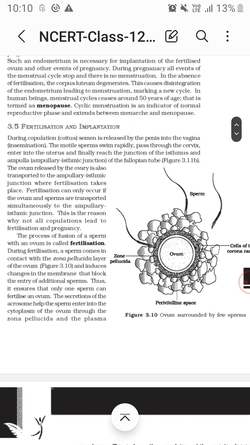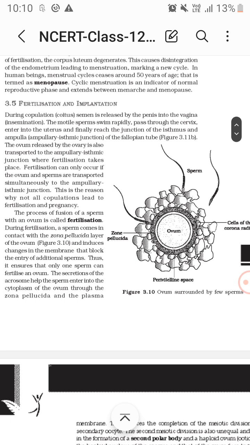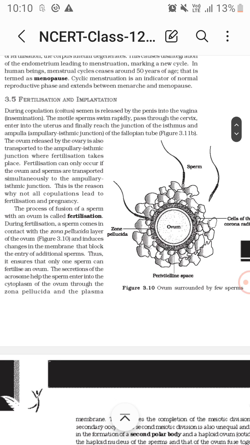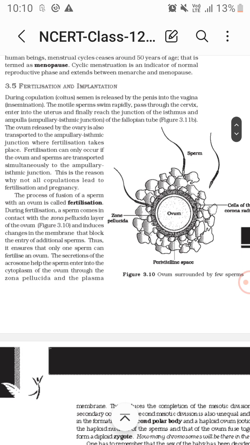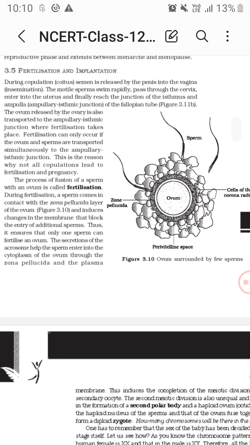Now fertilization occurs when the ovum released by the ovary and the sperm are transported simultaneously to the ampullary isthmic junction, where fertilization takes place. Fertilization can only occur if ovum and sperm are transferred simultaneously to the ampullary isthmic junction. This is why not all copulations lead to pregnancy and fertilization.